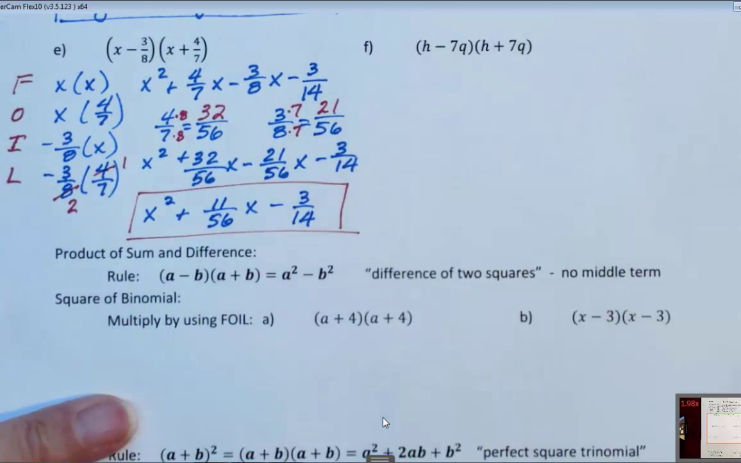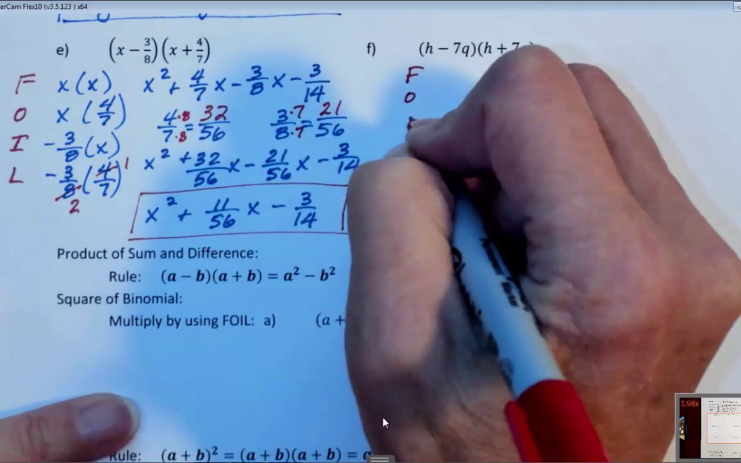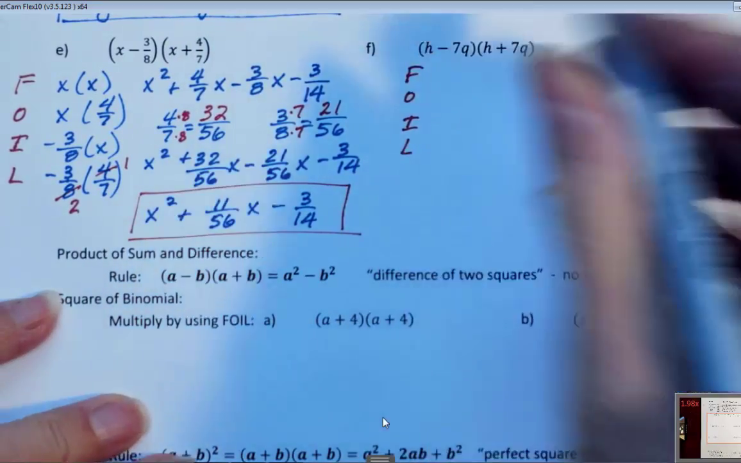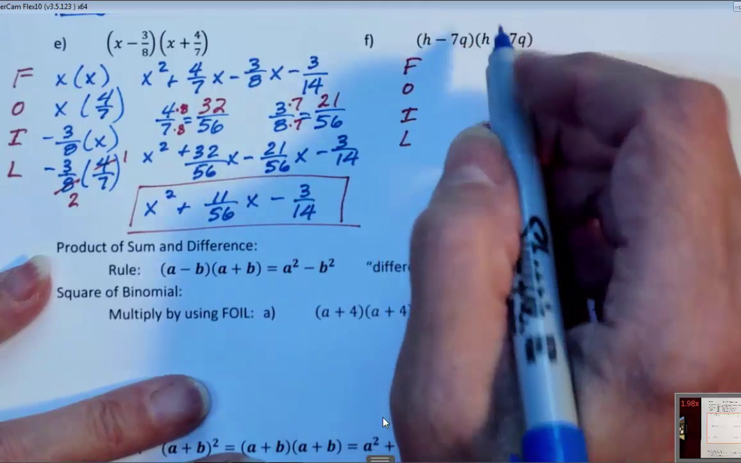This next problem, again, we're going to still be doing the same process here until you understand what it is that we're doing with our F, O, I, and L. So F, first terms together, H times H.